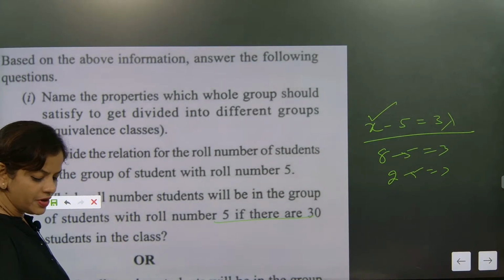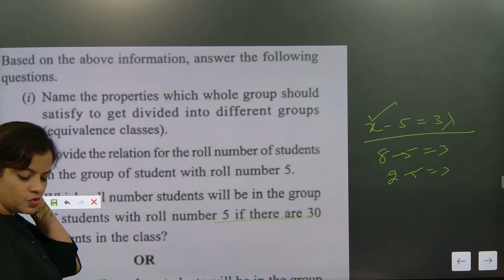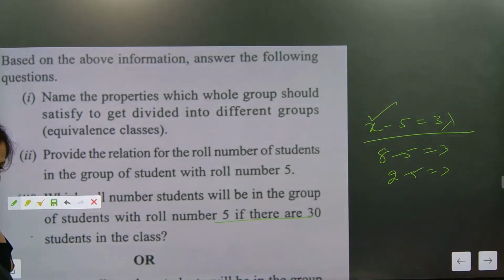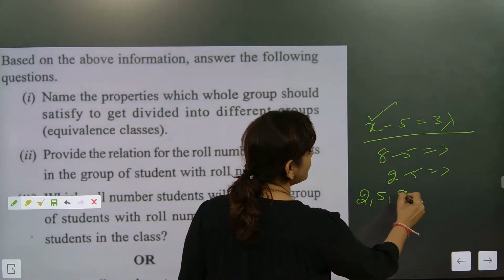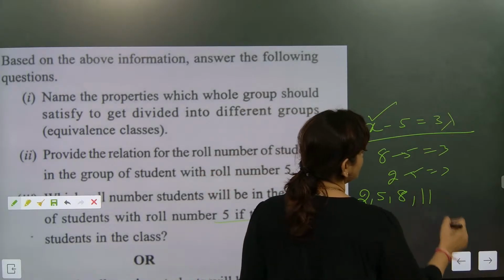So whenever you are writing, it should be all positive. So which numbers are we going to take so that it will be all positive? The numbers can be taken as 2, 5, 8, 11, because 5 minus 5 will also be divisible. So which numbers can come? 2, 5, 8, 11.